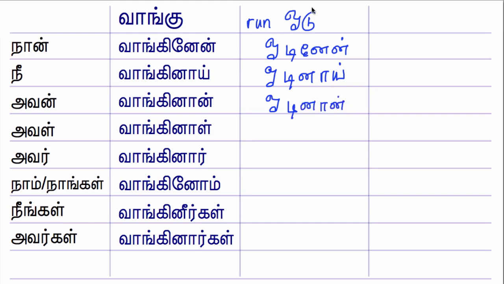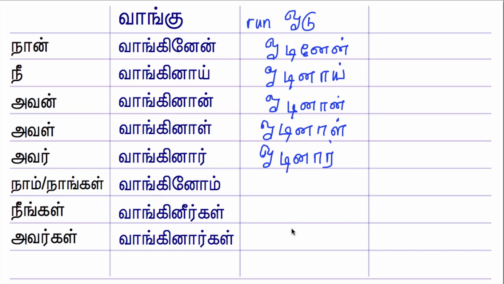And just like with vangu, the first part of the verb is the same. The u at the end changes to i for every single verb. And then this last part of the verb, vanginen, odinen, vanginai, odinai, vanginan, odinan, that remains unchanged for any verb that gets conjugated in the past tense with these vangu verbs. So let's fill in the rest of this chart quickly. Aval vanginal, aval odinal. Avar vanginar, avar odinar.